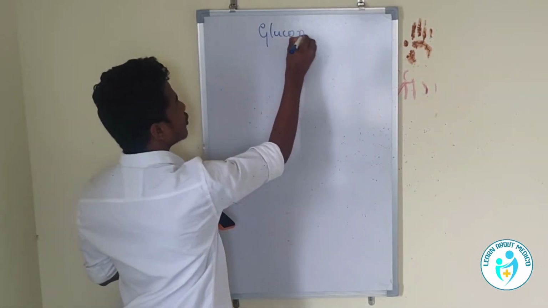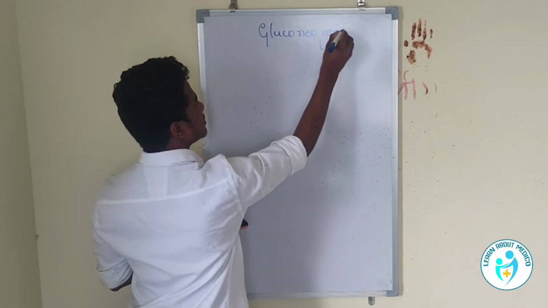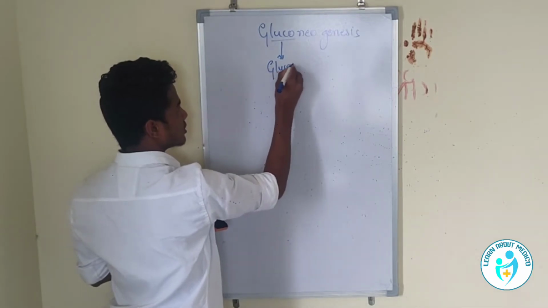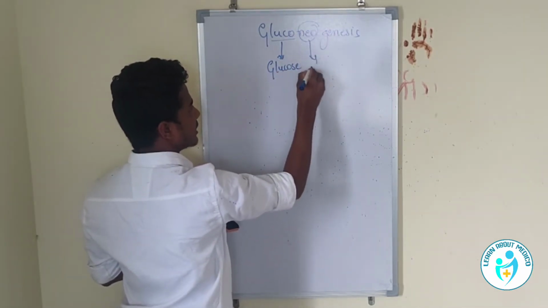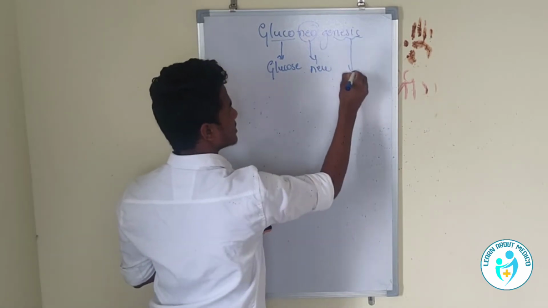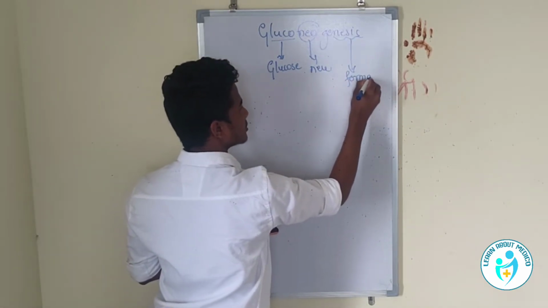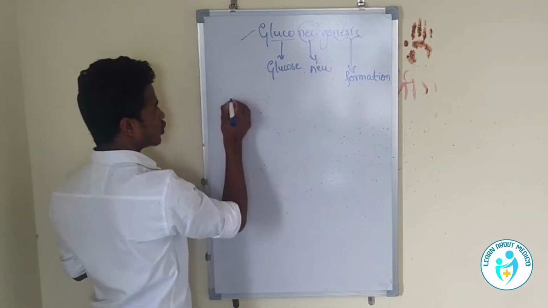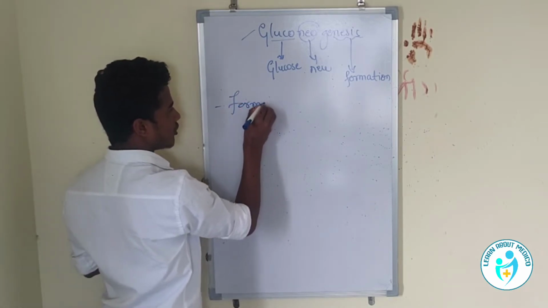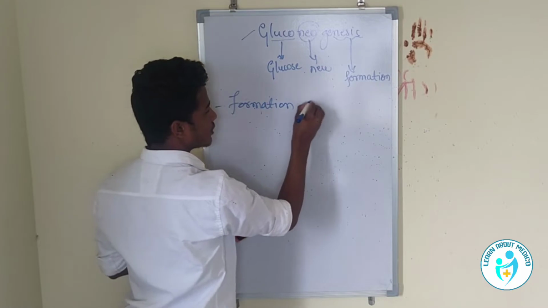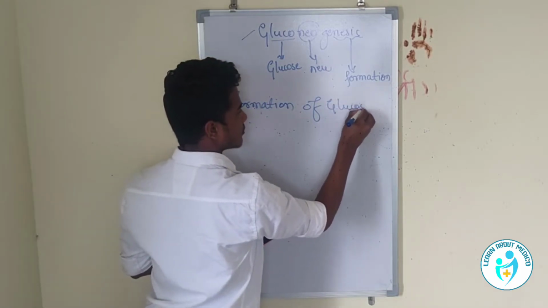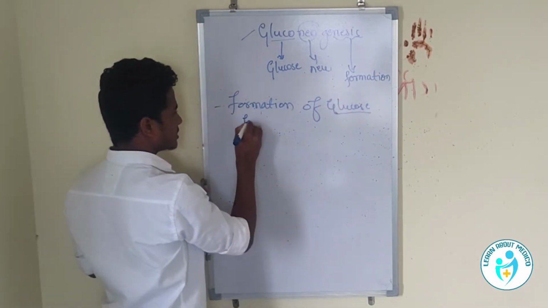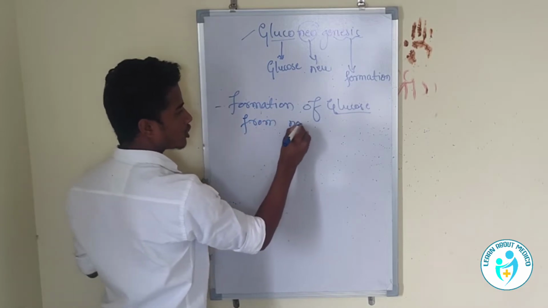That is gluconeogenesis. Gluco is glucose, neo means new, and genesis means formation. So gluconeogenesis means the formation of glucose. The name itself indicates that it is the formation of glucose from non-carbohydrate precursors.